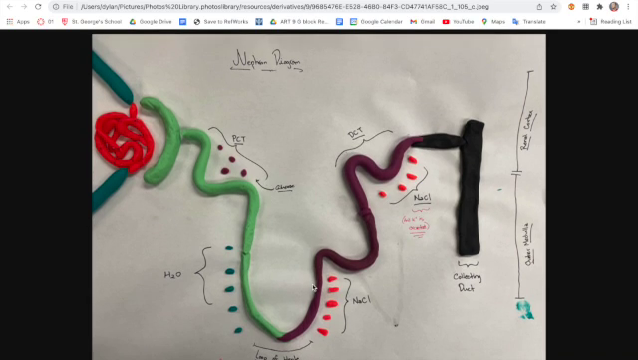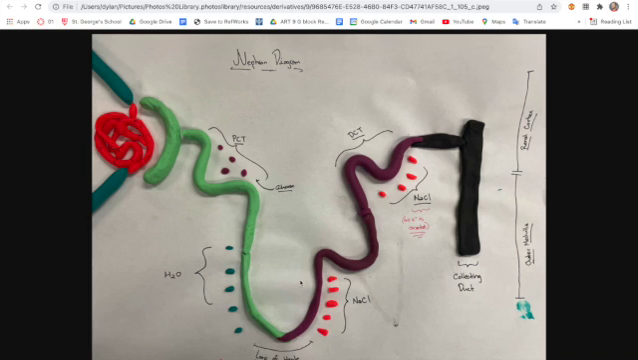After the filtrate has undergone both active and passive transport via reabsorption, it is then transported into this loop as seen here, which is known as the loop of Henle. The loop of Henle exists in the medulla of the kidney, defining the boundary between the renal cortex up here and the outer medulla down here. The loop of Henle consists of two primary parts: the descending loop in green and the ascending loop in purple.